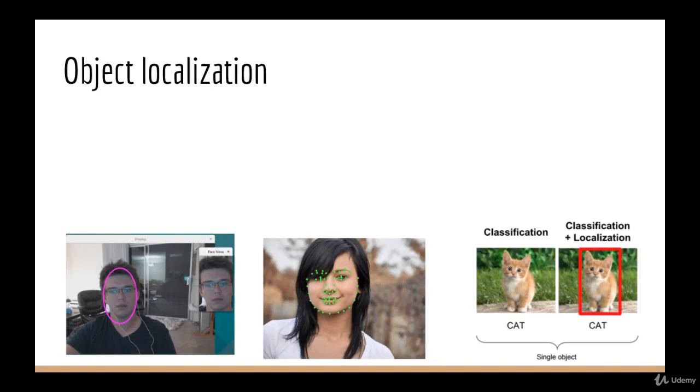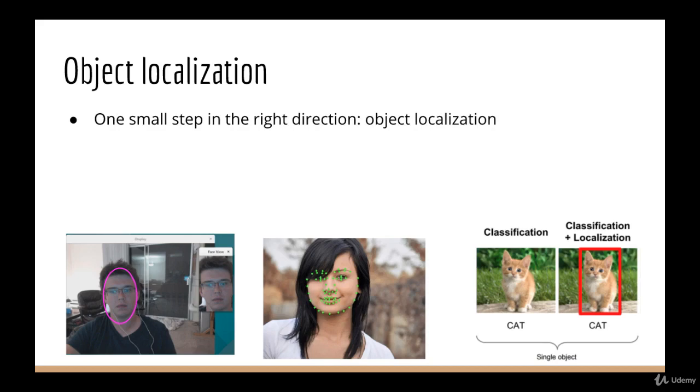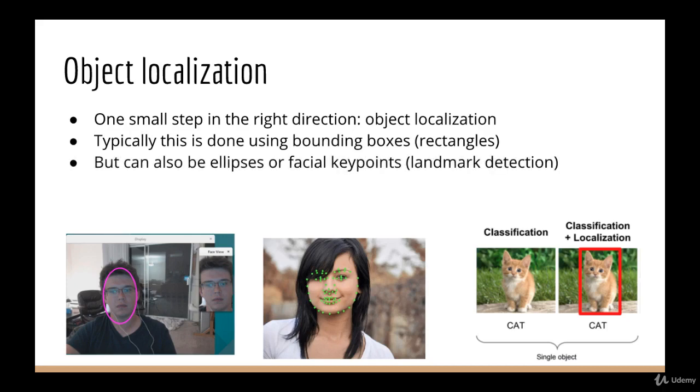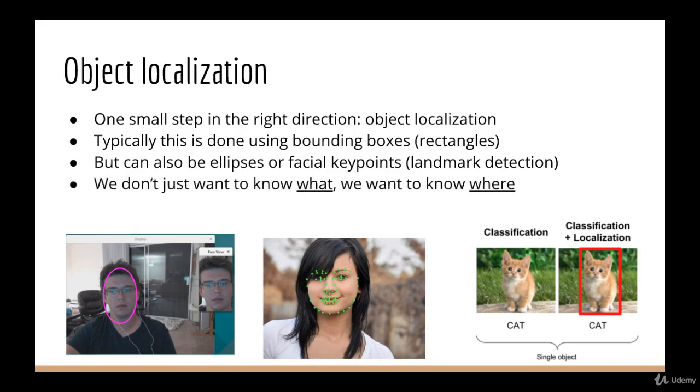But now we're getting ahead of ourselves. What if we want to, let's say, just go one tiny step further? Well, then what we get is this problem of object localization. As its name suggests, this is the problem of not just determining whether or not an object is in an image, but also its location. Typically, this is done using bounding boxes, or in other words, rectangles. But there can be other variations on this, such as using ellipses for faces. You can have actual facial key points. This is called landmark detection, and so on. So in other words, now we don't just want to know what it is, we also want to know where it is.